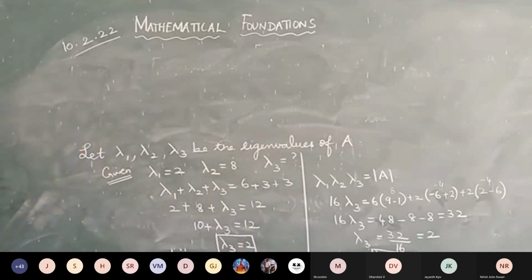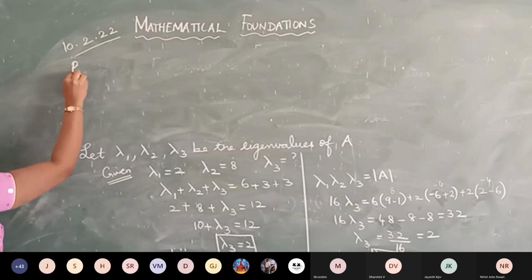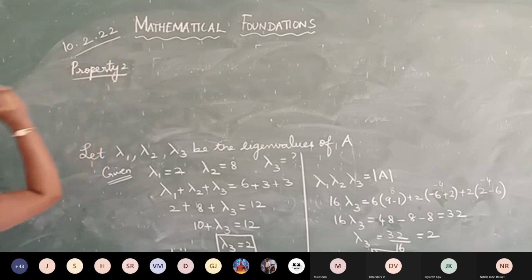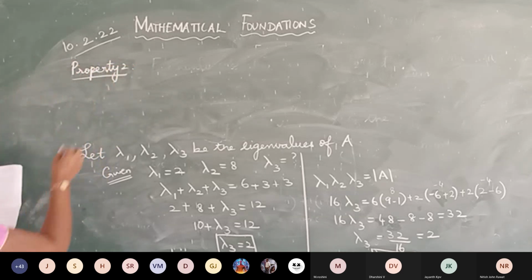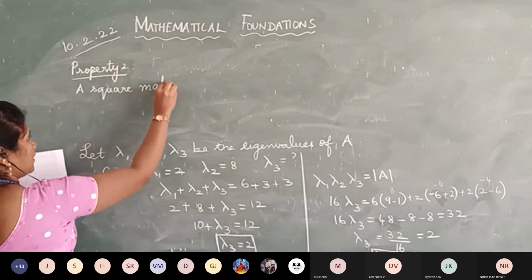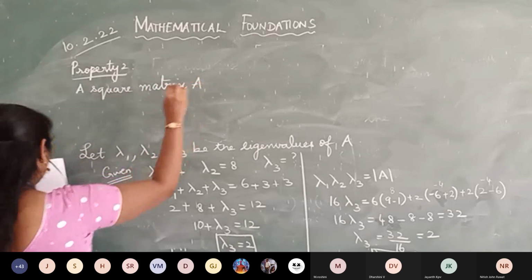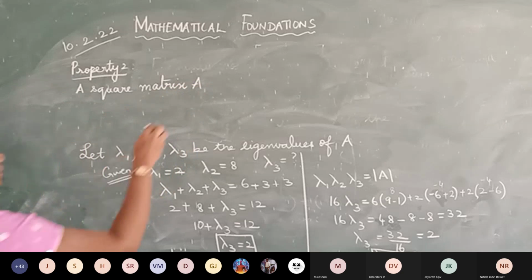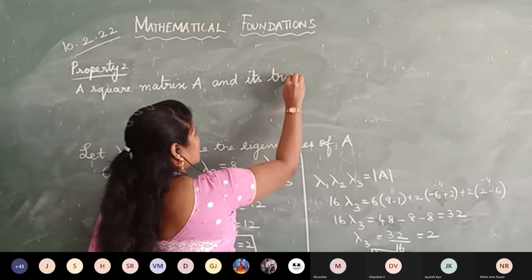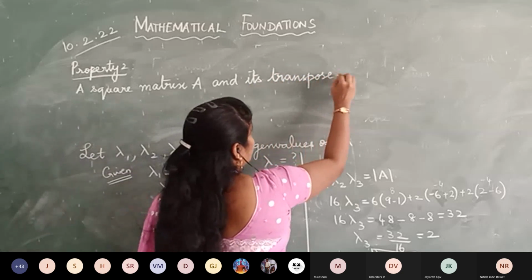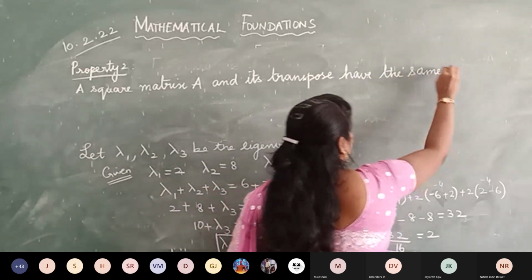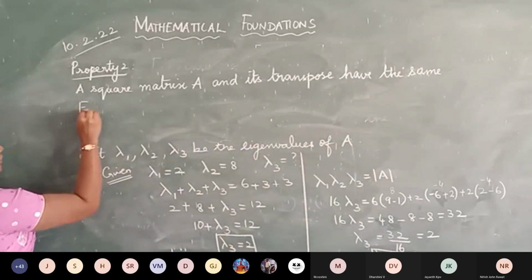So next is the second property. A square matrix A and its transpose have the same eigenvalues.